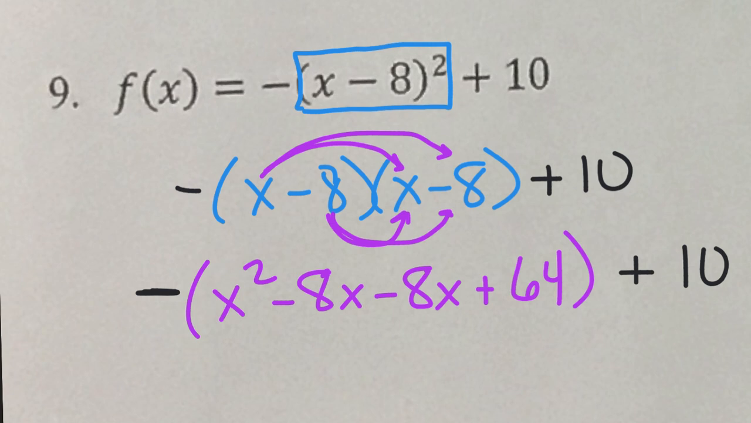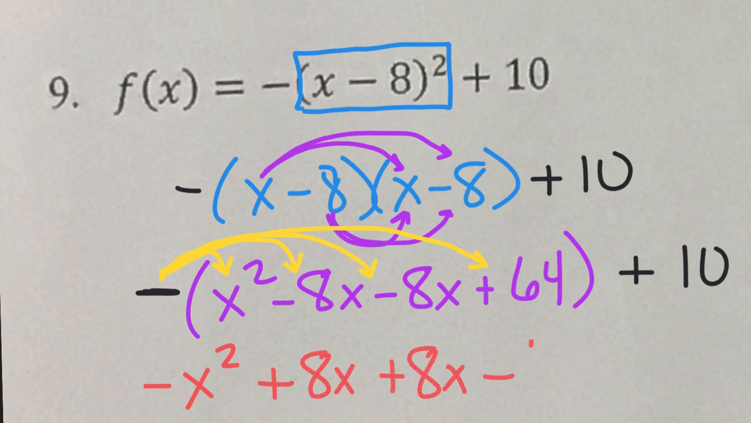Okay, so one way is to go ahead and distribute this negative to all of our terms. If we have a negative in front, that means all of these terms are going to change signs. So it's going to be a -x squared, and then a plus 8x. And then another plus 8x and a minus 64. We're changing all of the signs of the things in parentheses. All the positives become negatives and all the negatives become positives. And then we have our plus 10 still.